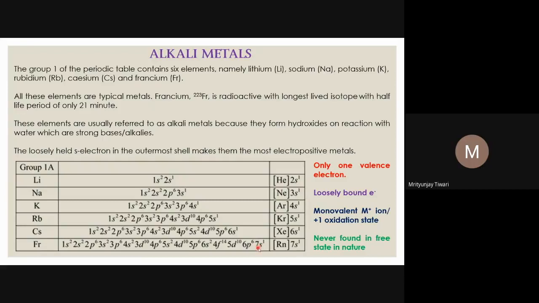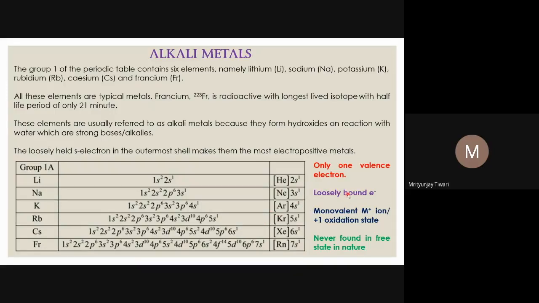For the outermost cell, the 7th cell, you can see there is no orbital of the 7th cell other than 7s1. And there is no orbital of the 6th cell other than 6s. So this is how their outermost shell contains only one electron, and all these electrons are loosely bound.